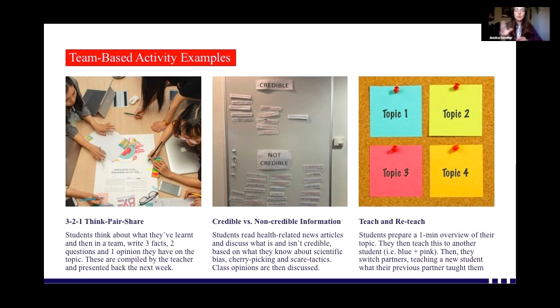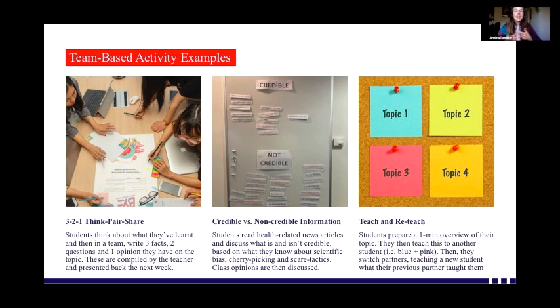So maybe then the blue post-it note people have to go see the yellow post-it note people. But the next time when they swap, they had to teach the thing that they had just heard. So not their original topic. They had to reteach what their previous partner had taught them. And we kept doing this until everyone had an opportunity to listen to content and teach it back.